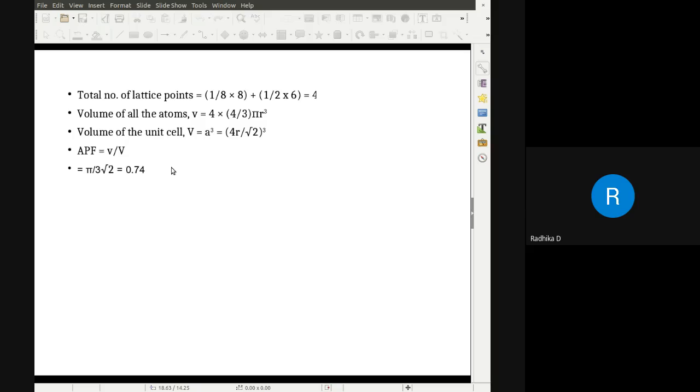Okay, so just try calculating all these things. We noticed one thing. In the case of simple cube, it was 0.52. BCC was 0.68 and FCC is 0.74. What does it mean? The atomic packing factor of FCC is greater than that of BCC, which is greater than that of simple cube. Because of that, I can say FCC is the most packed cubic structure in comparison to all, and simple cube is the least packed.